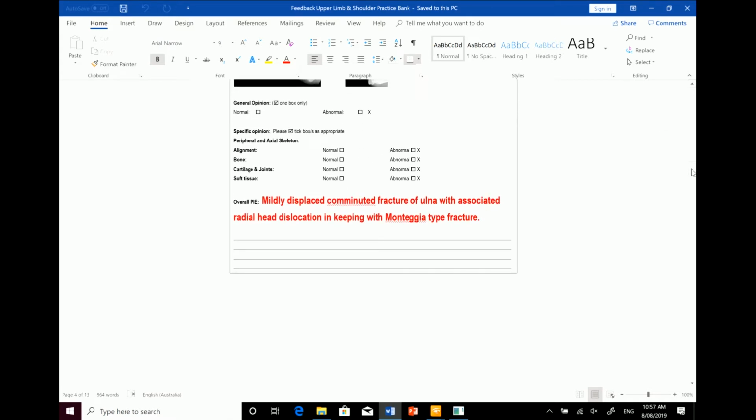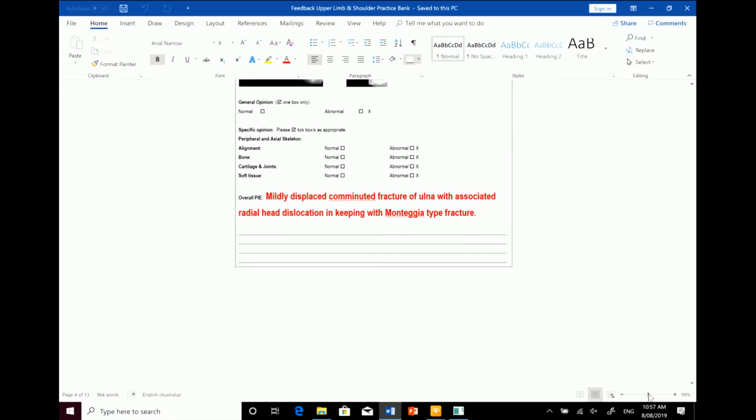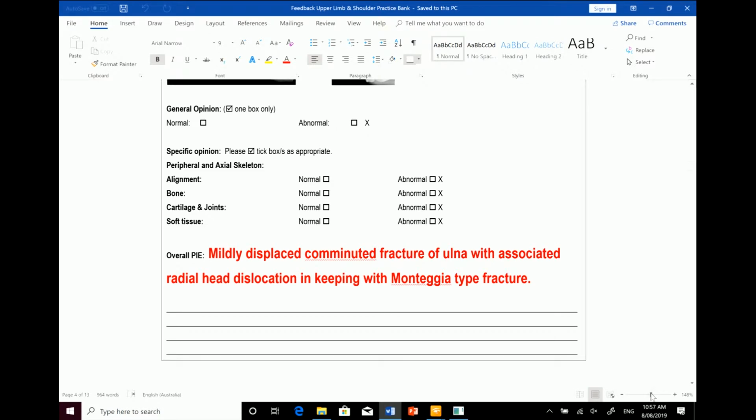So, firstly, it is an abnormal case, and the alignment is abnormal because of the dislocation. We've got fractures of the bone. The elbow joint is abnormal, and there is significant soft tissue swelling. So the overall PAE is that there's mildly displaced comminuted fractures of the ulna with an associated radial head dislocation. And this is in keeping with a Monteggia type fracture.